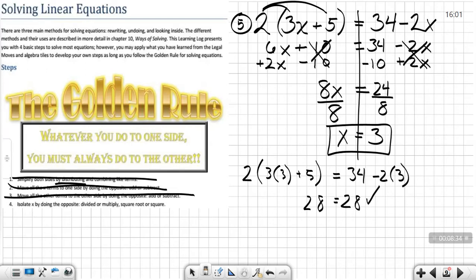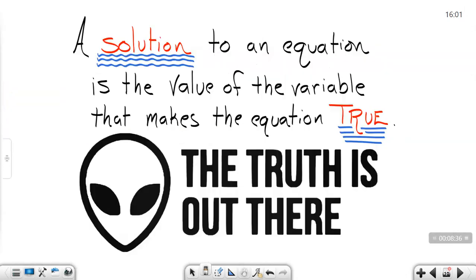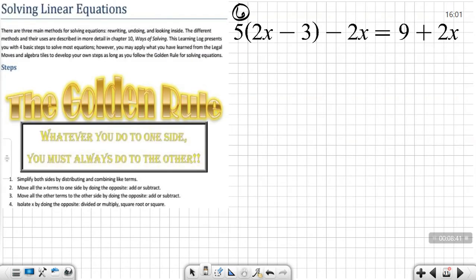It works out because, once again, 3 in this case is the value of the variable that makes this equation true. That's why it's the solution. All right, let's take a look at this one right here, number 6. Now all of a sudden it's a little bit bigger.